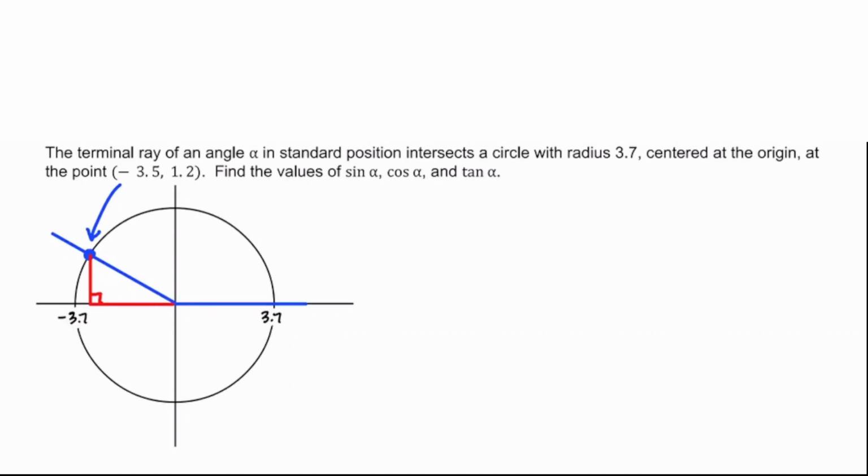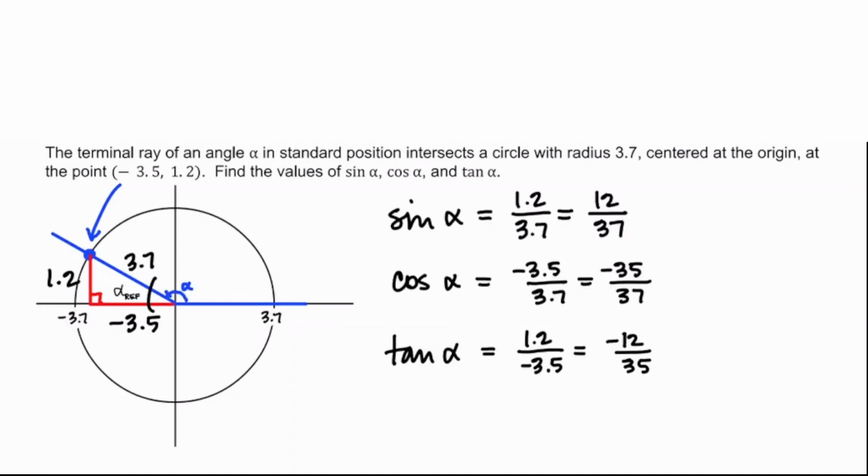So I draw my standard trig diagram. If it's an intersect where x is negative and y is positive, that's going to be in the second quadrant. I know the side lengths of the triangle I'm going to use to compute these sine, cosine, tangent values are going to be negative 3.5 and 1.2, because those are the coordinates of the point. And I know that the hypotenuse of the triangle is going to be 3.7 because that's the radius of the circle. Do a little SOHCAHTOA, simplify some fractions, and I've got myself an answer.